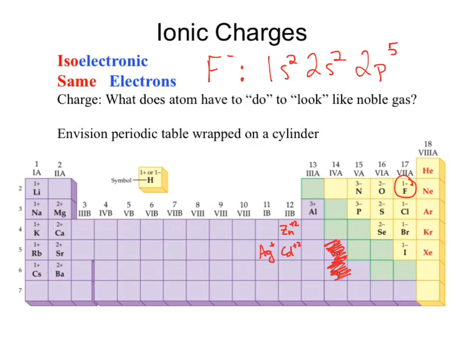This is fluoride. What does fluoride mean? I'm negatively charged. To be negatively charged, what do I have to do? I have to add another electron. What's the electron configuration for fluoride? 2p6. Also known as the electron configuration for neon.